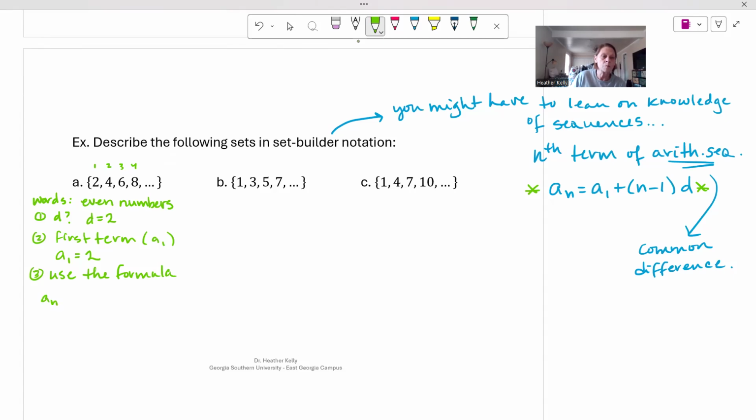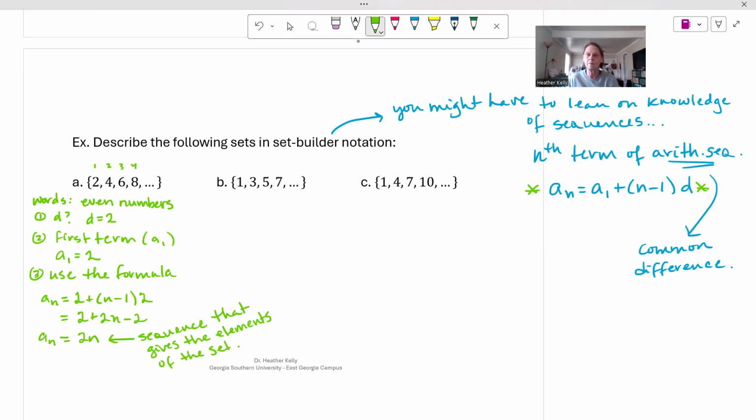So I'm going to say A sub n is equal to 2 plus n minus 1 times D. And then we can clean that up. So 2 plus 2n minus 2. So A sub n is equal to 2n. So this is the sequence that gives the elements of the set. Okay, that's why this chapter started off with sequences.